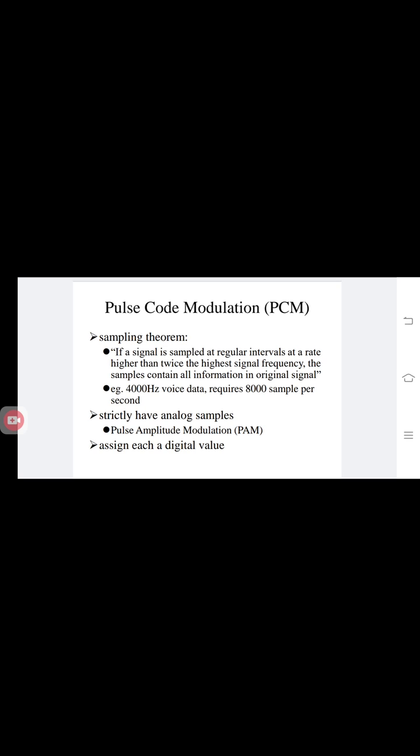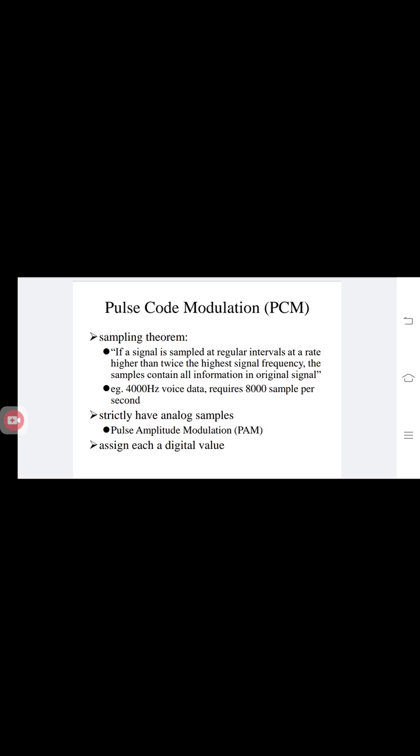This pulse code modulation is basically based on the sampling theorem. And what is the sampling theorem? If a signal f of t is sampled at regular intervals of time and at a rate higher than twice the highest signal frequency, then the samples contain all the information of the original signal. The original signal f of t can be reconstructed from these samples by use of low pass filters.